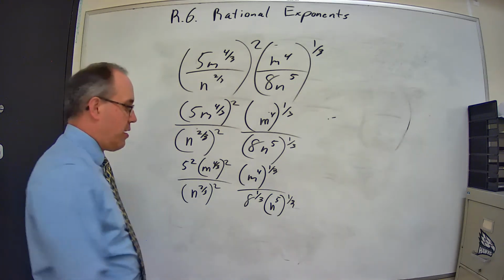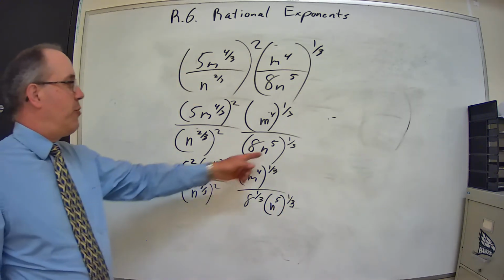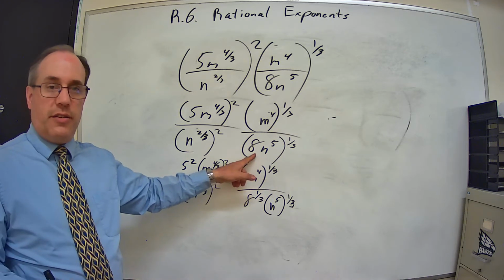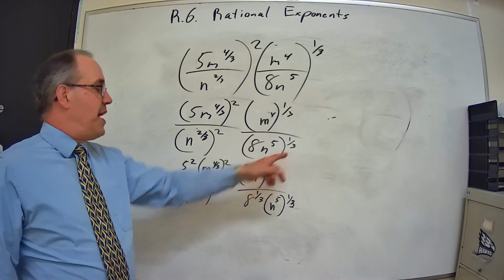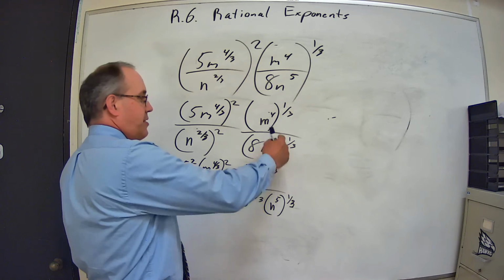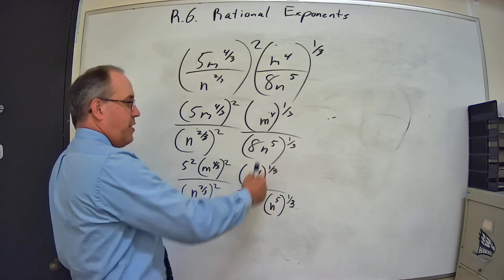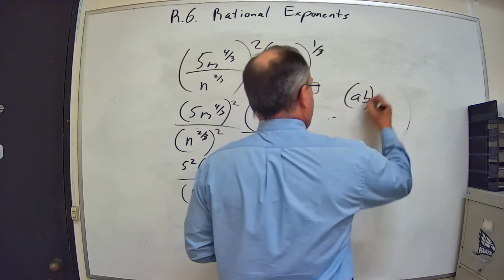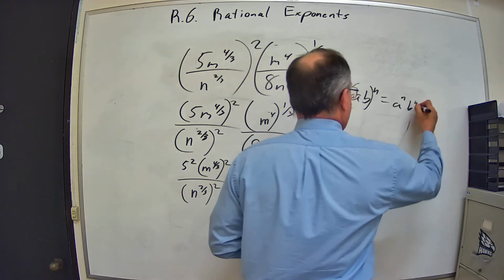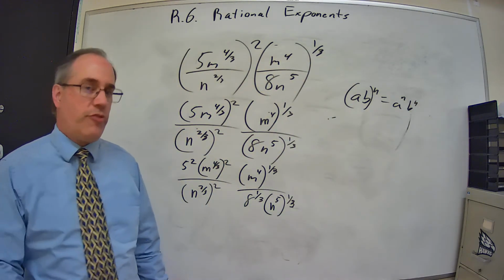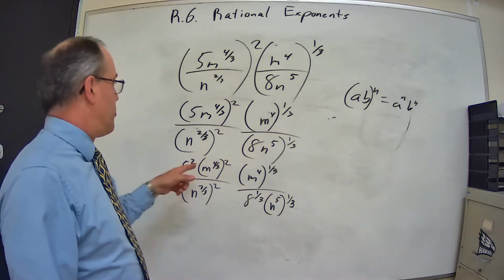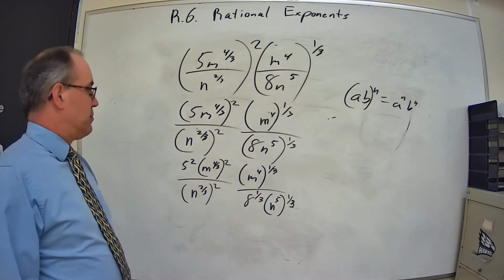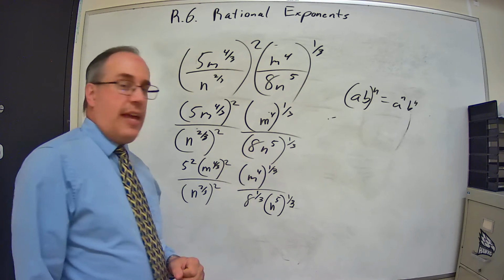Now, I should warn you here that this is a very common mistake when people start distributing this in. They forget to distribute it to the constant or the coefficient, right? We have a tendency to look at this n to the 5th and say, oh, we need to bring this into the n to the 5th. We forget that that also gets distributed through. Remember, a times b to the n is equal to a to the n, b to the n. Whether a is a constant or a variable doesn't matter. So we have to remember to bring that in. That's what we did here. The 2 went to the 5 and to the m to the 4/3. The 1/3 goes to the 8 and to the n to the 5th.